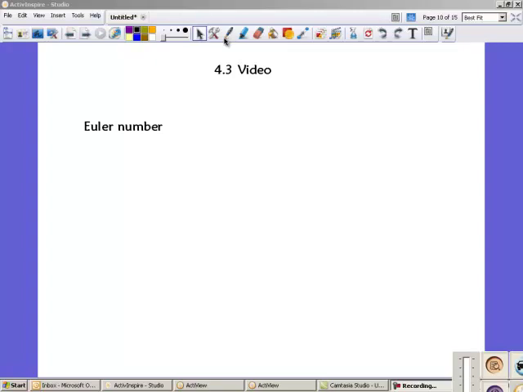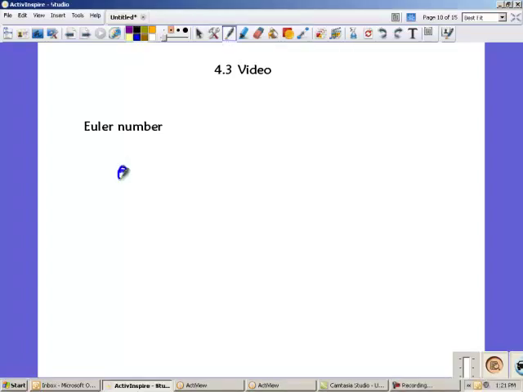4.3 video talks about the Euler number, and it is a very long decimal number, kind of like pi is. And in our calculator, we have a symbol that we use for Euler number, and it's just E. And if you're interested, that E stands for this long decimal number. And it keeps going on and on, kind of like pi.